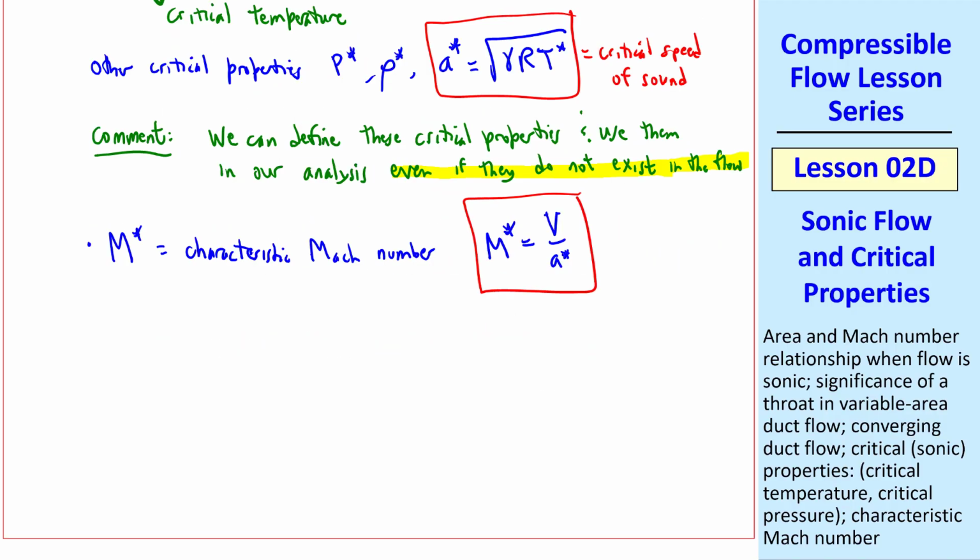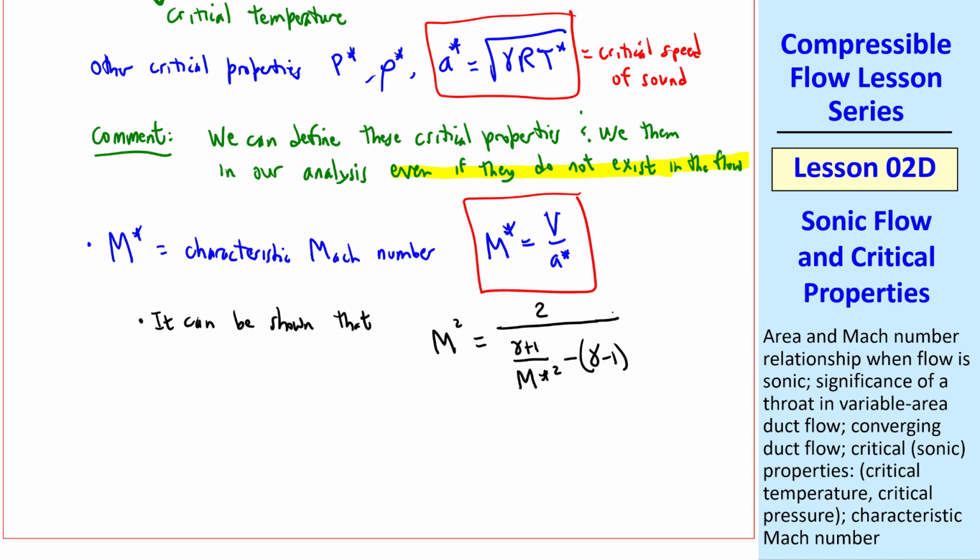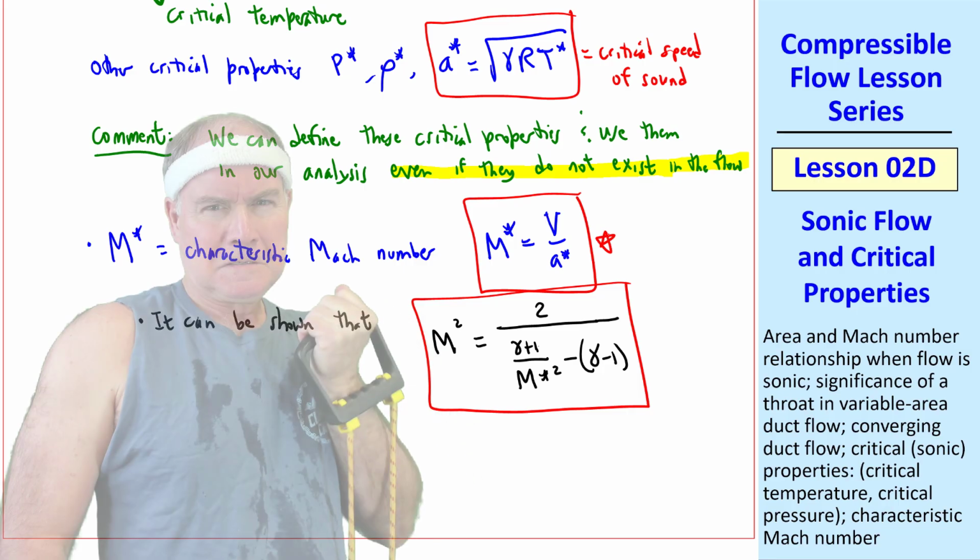I usually leave this for a homework problem, so I'll just say here that it can be shown that Mach number squared for an ideal gas is 2 over the quantity gamma plus 1 over M star squared minus gamma minus 1. Thus, Mach number and characteristic Mach number are related.